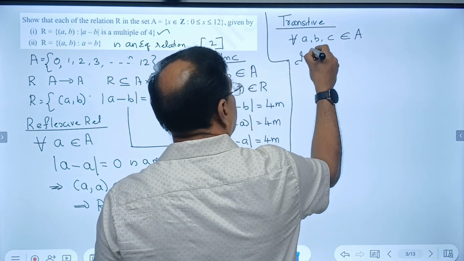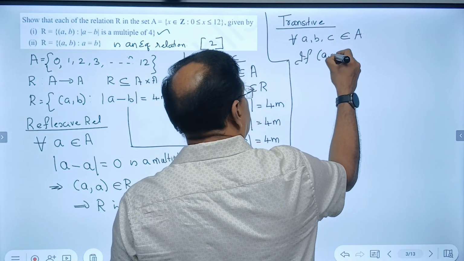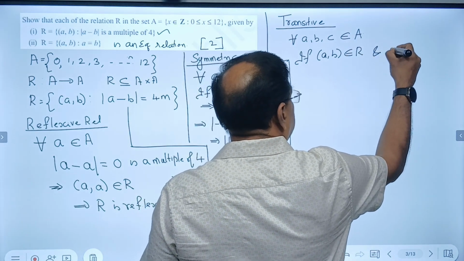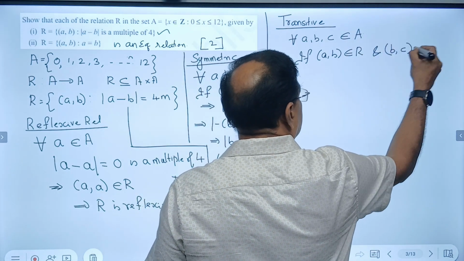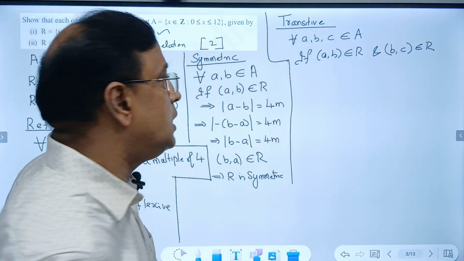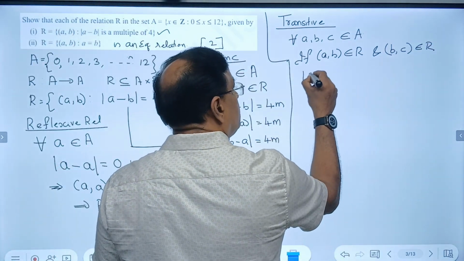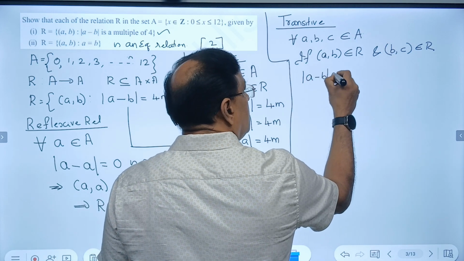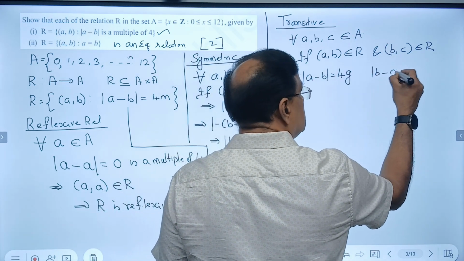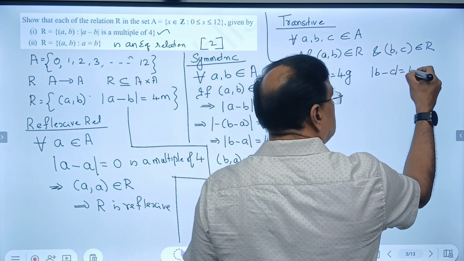If a is related to b and b is related to c, both are true. I am saying both are true. That means what? Modulus of a minus b is some multiple of 4, and modulus of b minus c is also some multiple of 4.